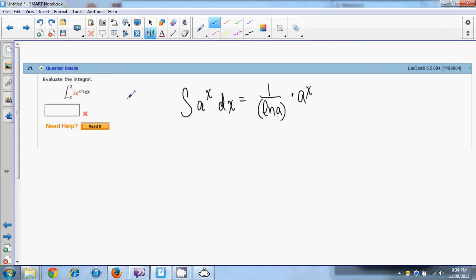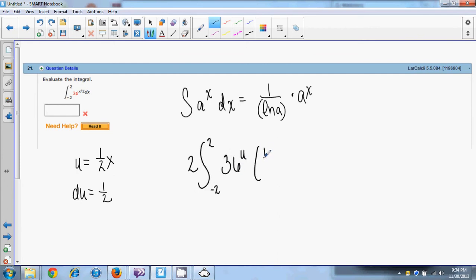Well, I don't have quite what I want, right? Because I have not just an x up there, I have a u. So if I let u equal 1/2 of x, then du is nicely a 1/2. So I can go ahead and put a 2 out here and shove a 1/2 in right there, so that I now can pull him out and say, oh, well, this guy is now 2 times the integral from -2 to 2 of 36 to the u du.